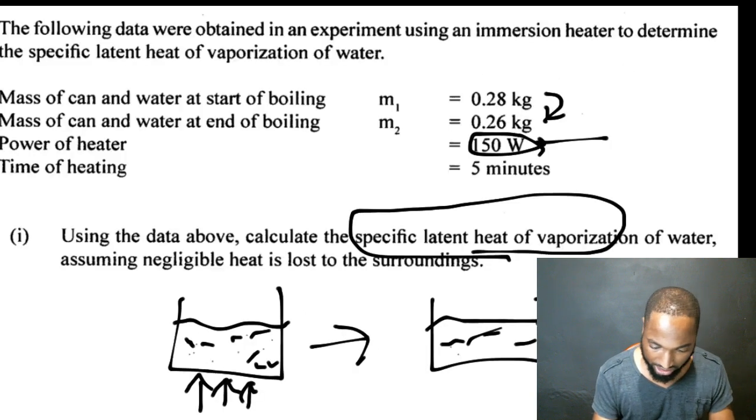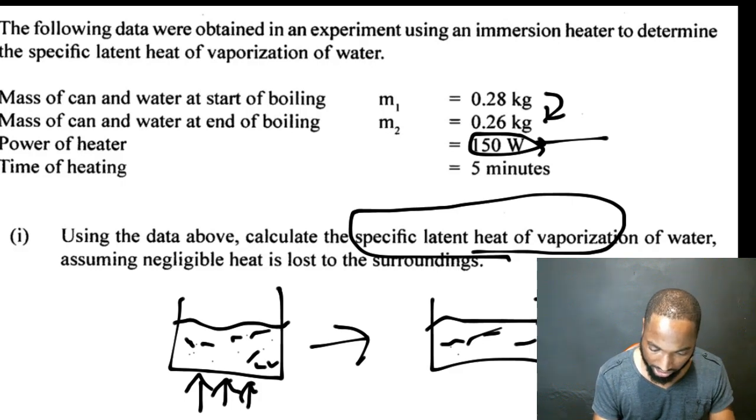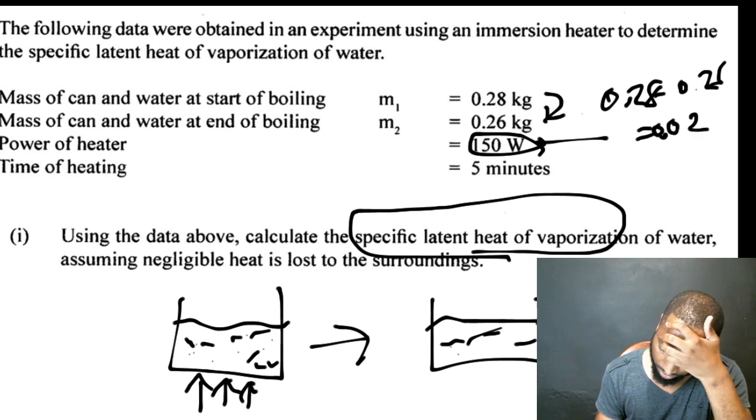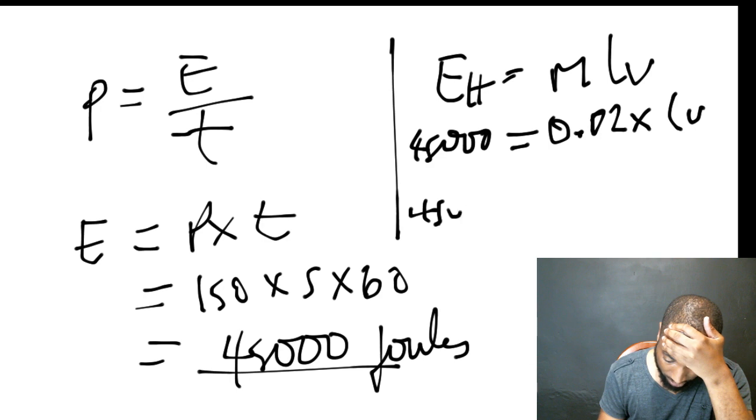M here in this case is 0.02, because it's a subtraction, right? 0.28 minus 0.26, because 0.02 was lost there. And you multiply that by L_V. L_V is what we're trying to find. You have 45,000 here.